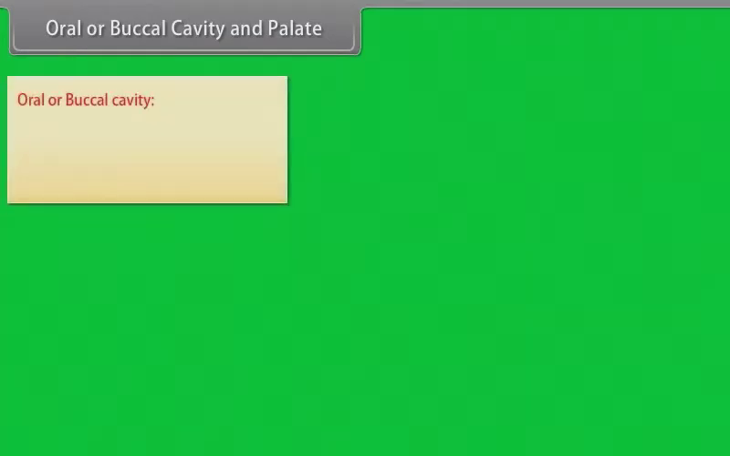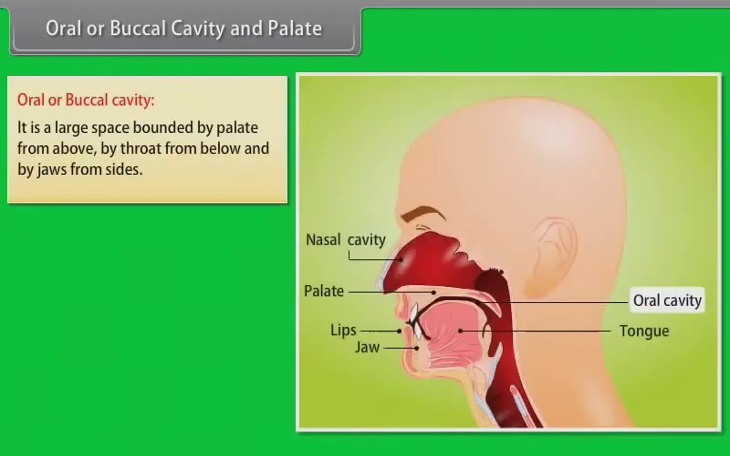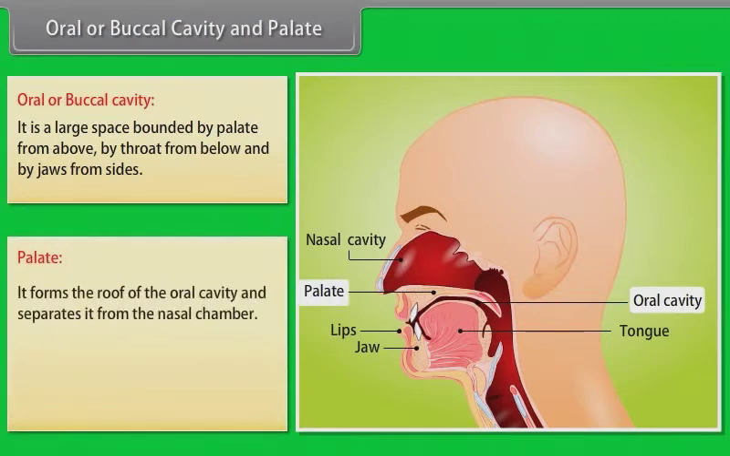Oral or buccal cavity and palate. Oral or buccal cavity. It is a large space bounded by the palate from above, by the throat from below, and by jaws from the sides. Palate. It forms the roof of the oral cavity and separates it from the nasal chamber. It is divided into two parts, hard palate and soft palate.